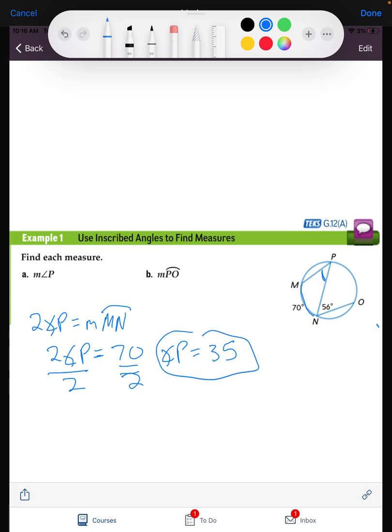Now we're going to go the other way. We want to say, what's arc PO? So what's our intercepted arc if we know that the inscribed angle is 56 here. So we can go the other way. 2 times the inscribed angle, so 2 times angle N equals the measure of arc PO. And then angle N, it already gives us, is 56, so 2 times 56, which equals 112, is our measure of our intercepted arc, PO.